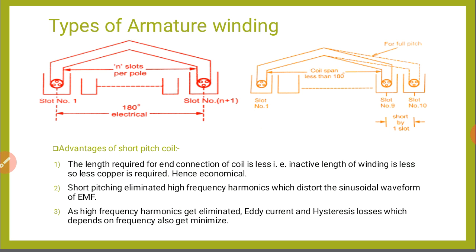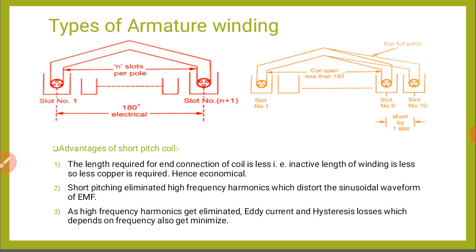The distance, the slots in between these two slots, is 8. Okay, and this is less than the n, which is 9. So our arrangement is called a short pitch coil. In the figure they have shown, we have shortened our coil by one slot.